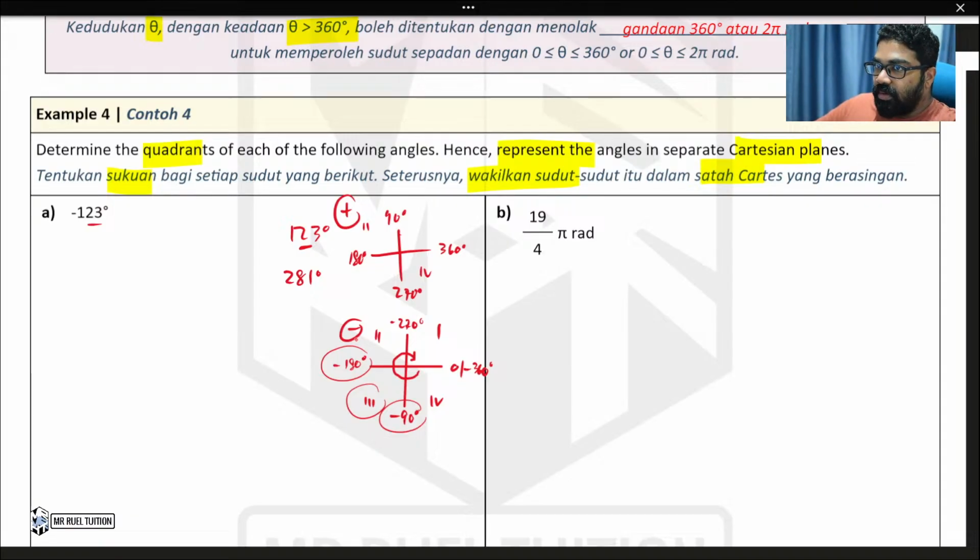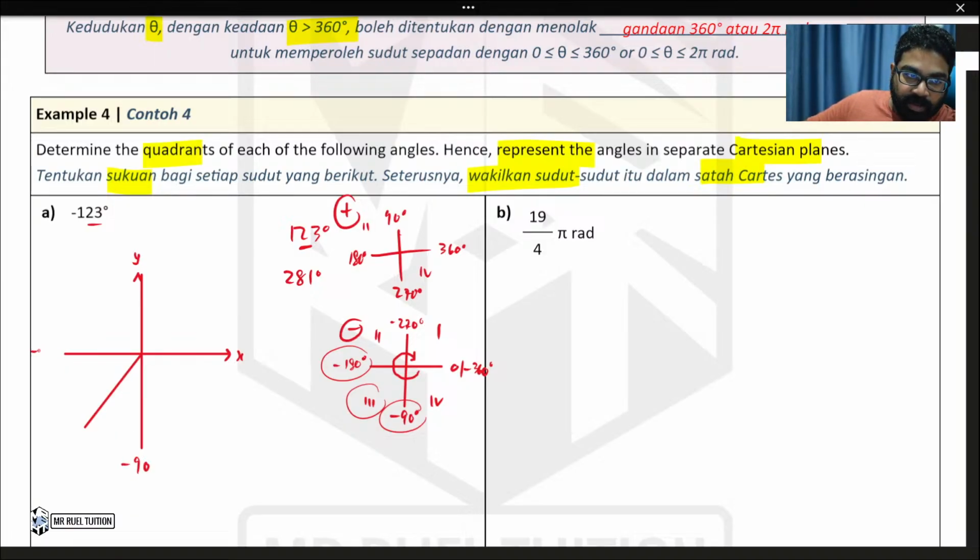Okay. So this is, come we sketch. So dia sudah wakilkan dalam sistem satah kartesan kan? They ask you to represent the Cartesian plane. Represent lah. So this is Y, ini X. Okay. So where is your negative 123? It will be somewhere here. So antara negatif 90 dan negatif 180. Between negative 90 and negative 180.